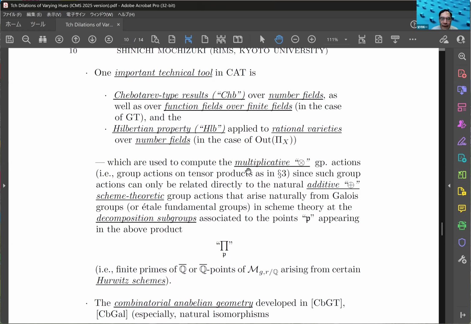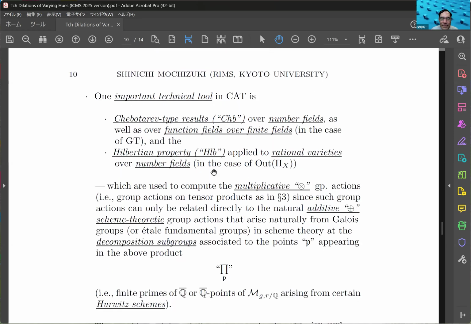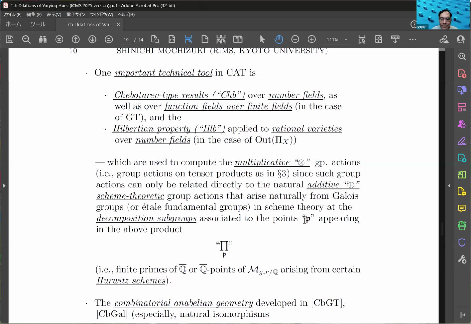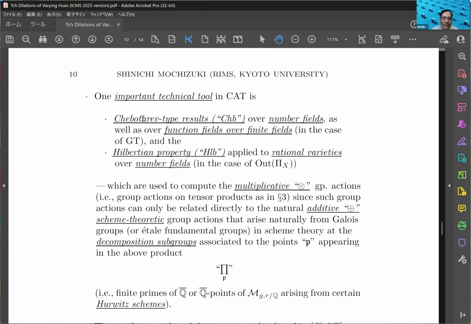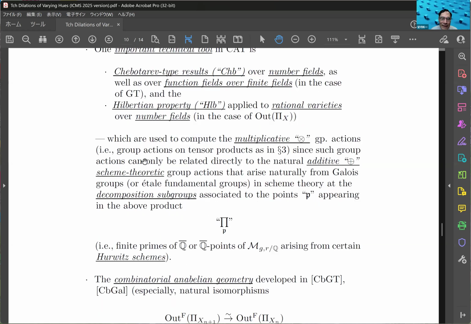So multiplicative objects in terms of additive objects. So the additive objects are the usual scheme theoretic objects. And the point is that one can only really compute the relationship at these points, factor P, appearing in this direct product. And so this is why one has to consider decomposition groups of the sort that have nice properties that arise from Chebotarev type results or the Hilbertian property. So these results play an important technical role. I think that this will be discussed in more detail, perhaps not so much detail, but a little bit more detail in Sujirana's talk.